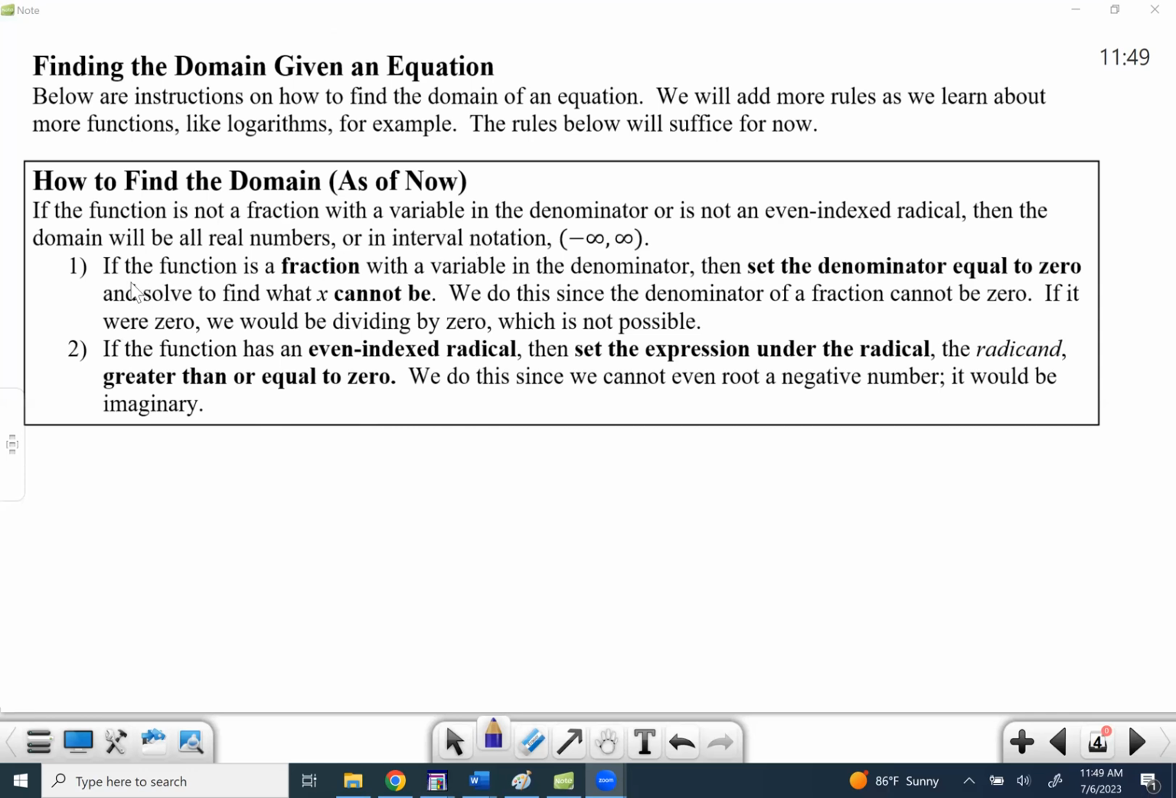Okay. All right. So if the function is a fraction with a variable in the denominator, then set the denominator equal to 0 and solve to find what x cannot be.